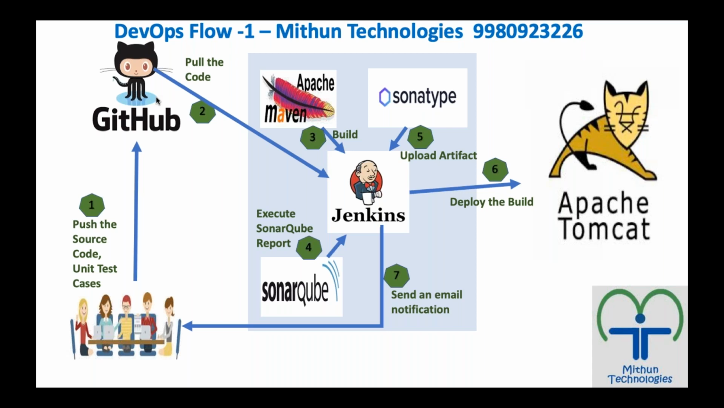Why? Because if you use Poll SCM, it is going to utilize more server resources. So that's why, most of the time in real time, we are going to use the GitHub webhook only. Poll SCM we very rarely use.